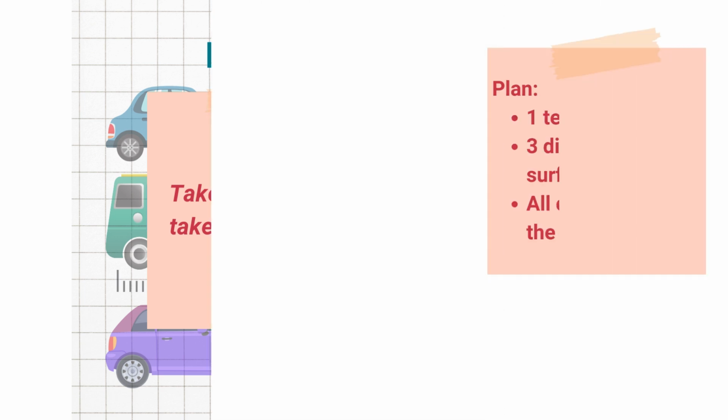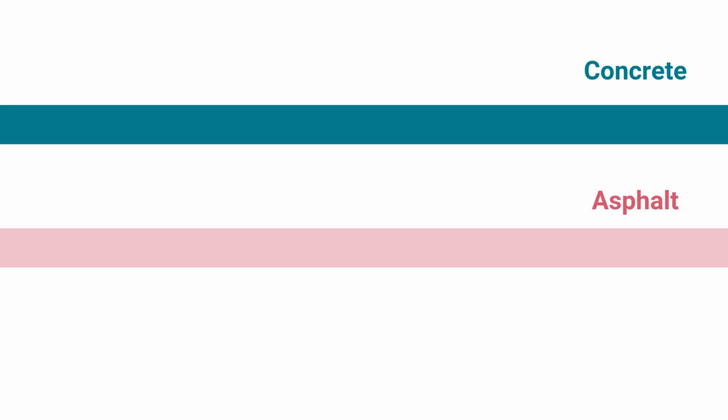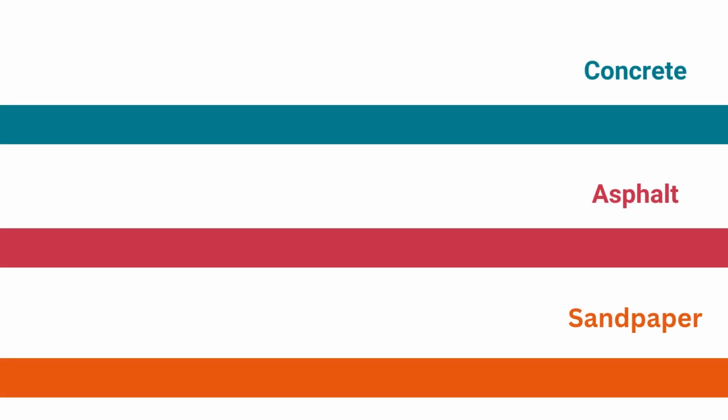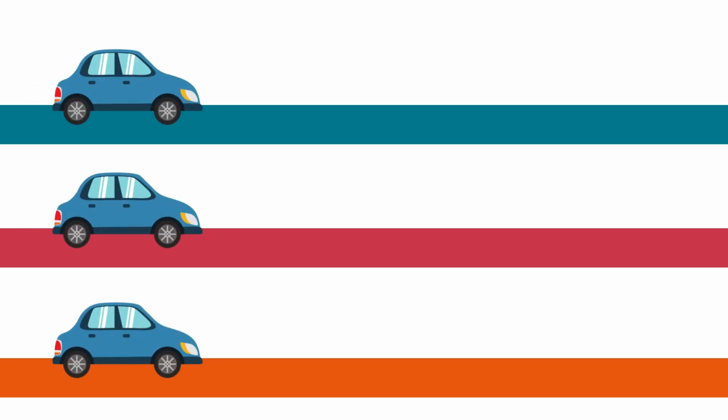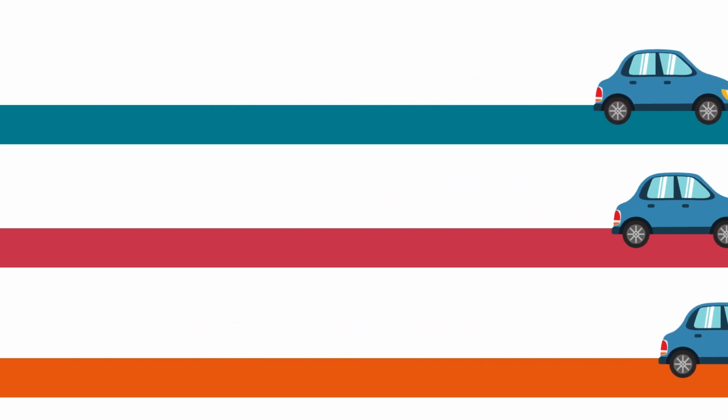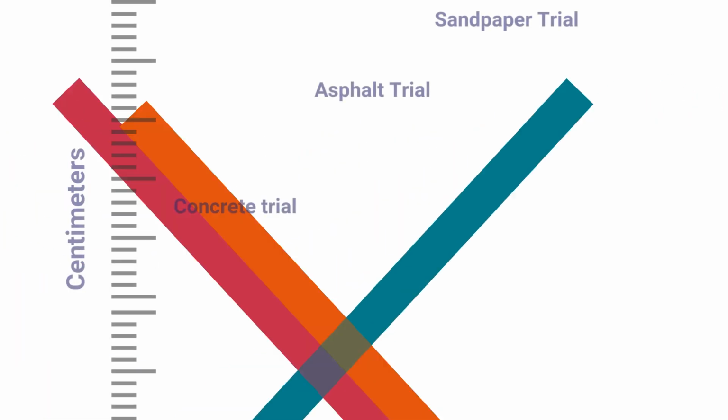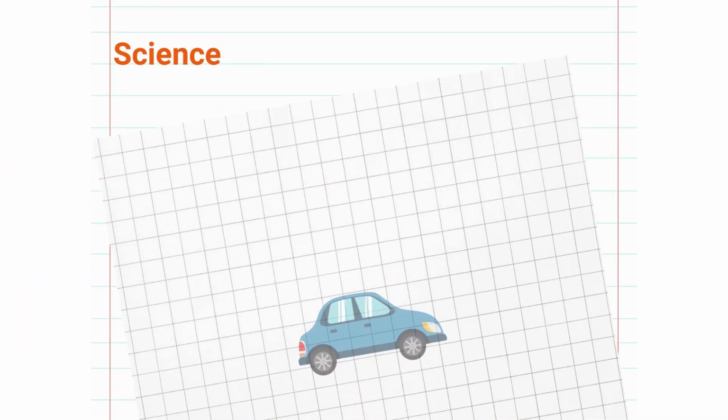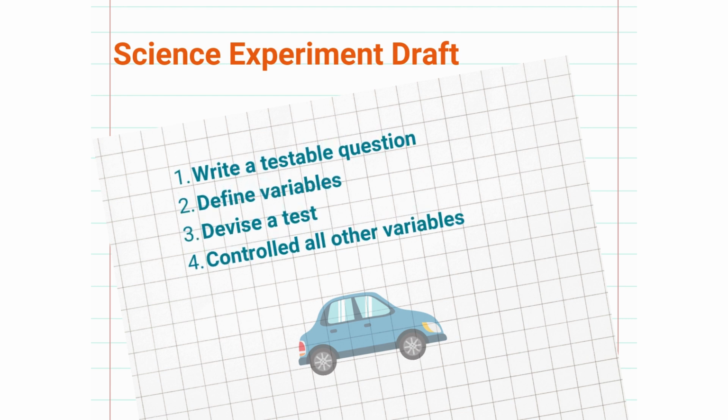For our example, we are going to choose our test car and a selection of different driving surfaces, like concrete, asphalt, and sandpaper. Our independent variable is driving surface, so we need to change the driving surface for each trial. Our dependent variable is how long the car will drive with a single push, so we will measure distance in centimeters. We'll use this data to build our graphs. And here we have the first draft of our science experiment. Notice how we made a testable question, defined our variables, devised a test, and controlled our other variables. With this method, you can collect data to answer your testable question.